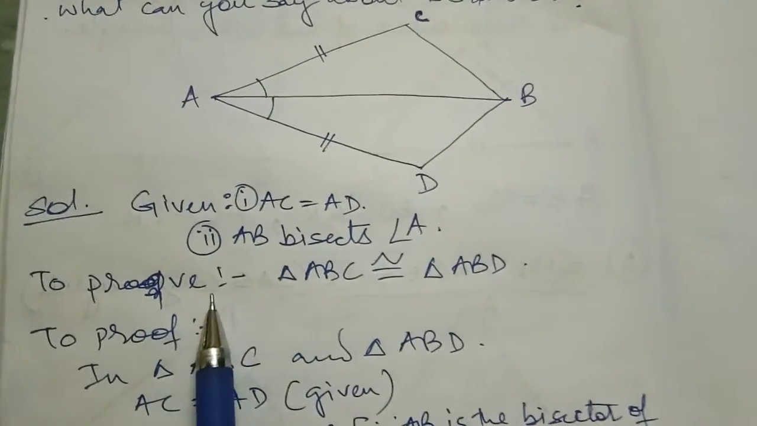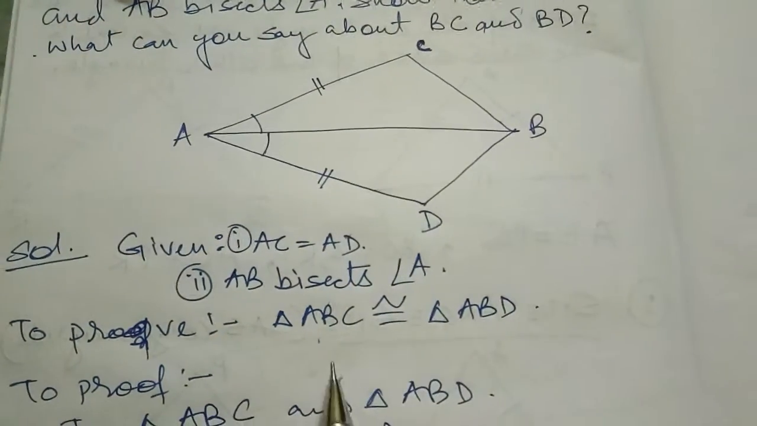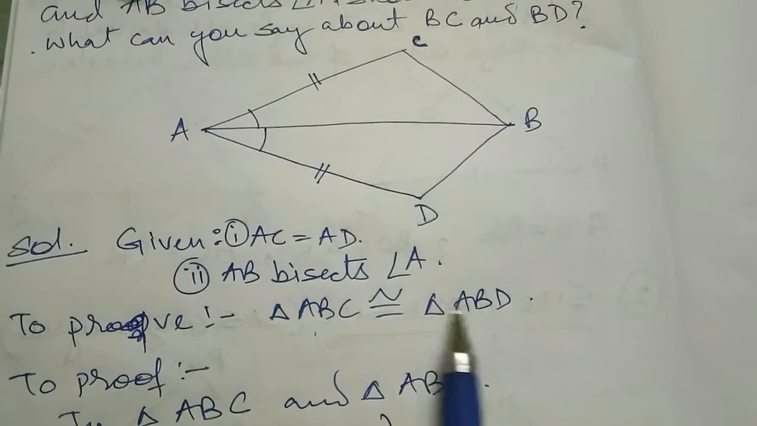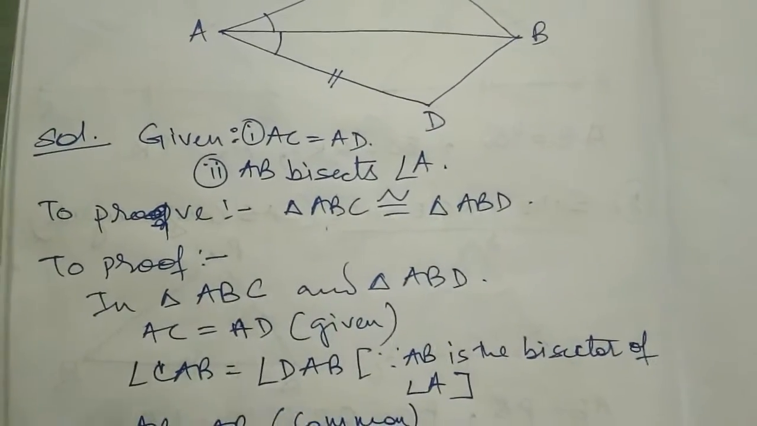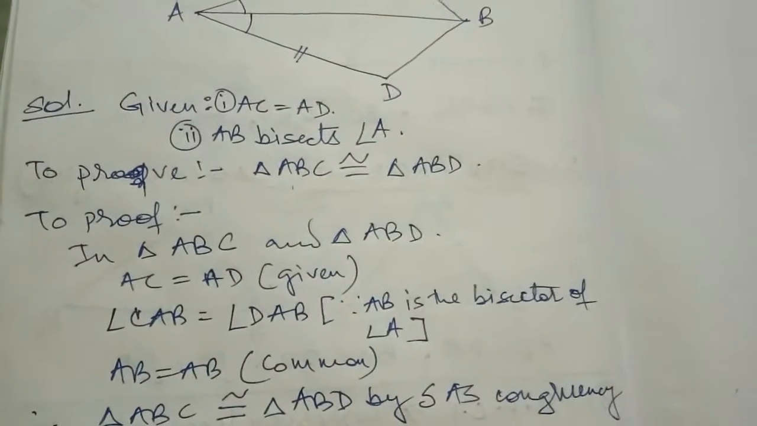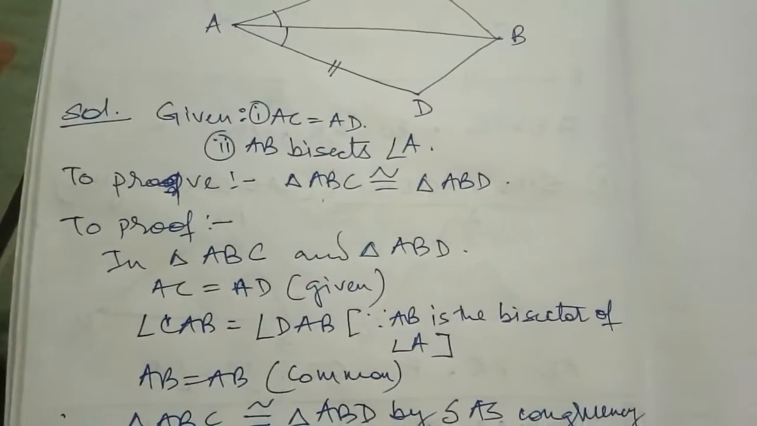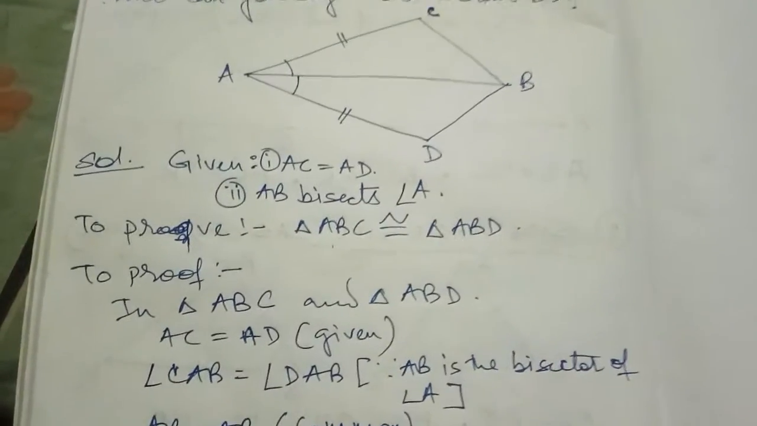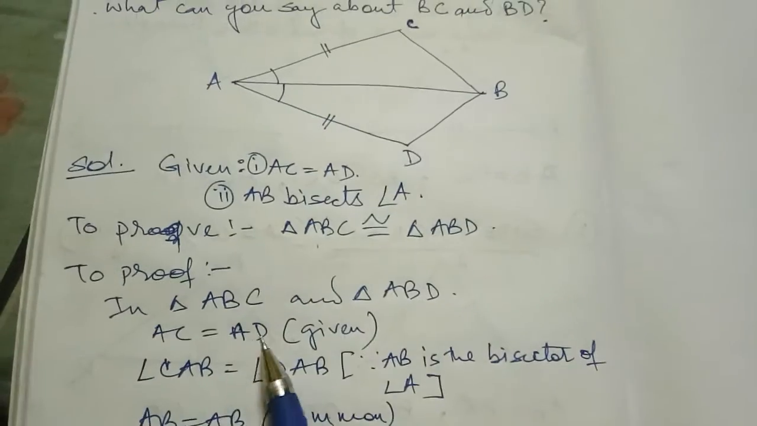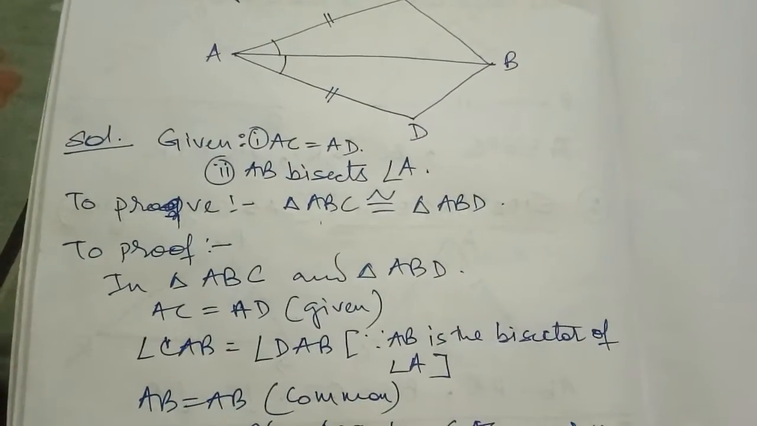Then to prove: triangle ABC is congruent to triangle ABD, this is the congruency symbol. Now we are coming to the solution. I have written which two triangles you are proving. You have to mention that very first, it is a very important thing. In the question you have to mention which two triangles you are proving congruent. So I have written in triangles ABC and ABD.